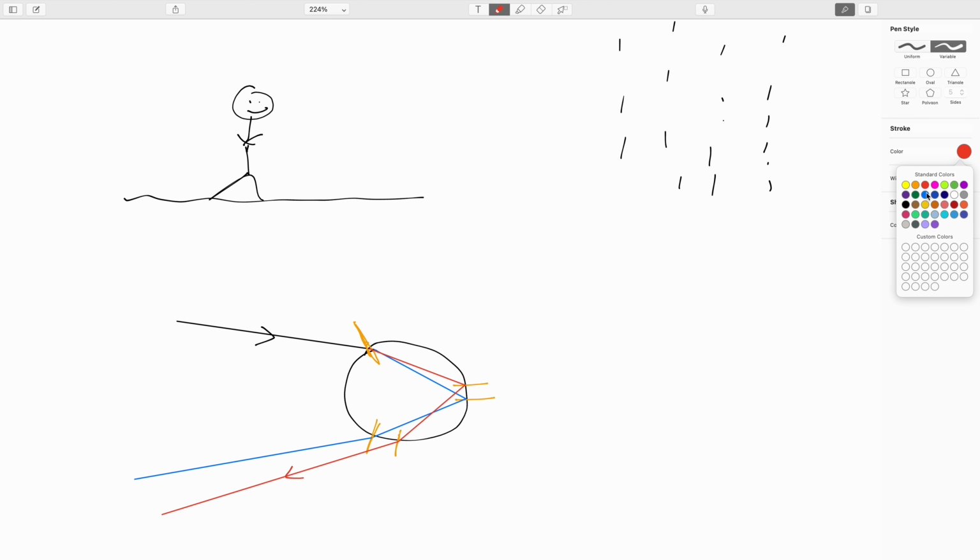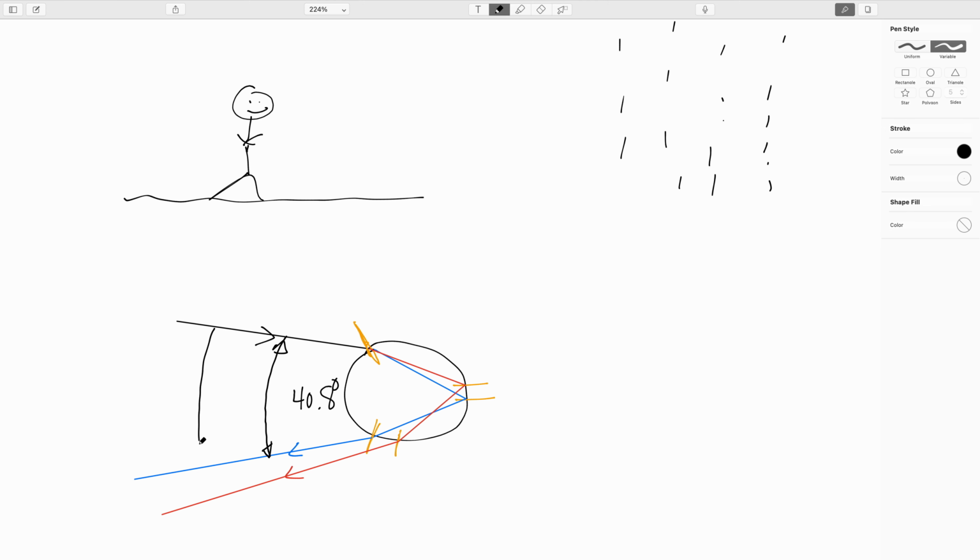And so if you look at this combination of refractions and reflections, what you get is the angle that's made between the incident white light and the blue that backscatters out of the drop. That turns out to be 40.8 degrees. And for the red, it turns out to be 42.5 degrees, roughly.